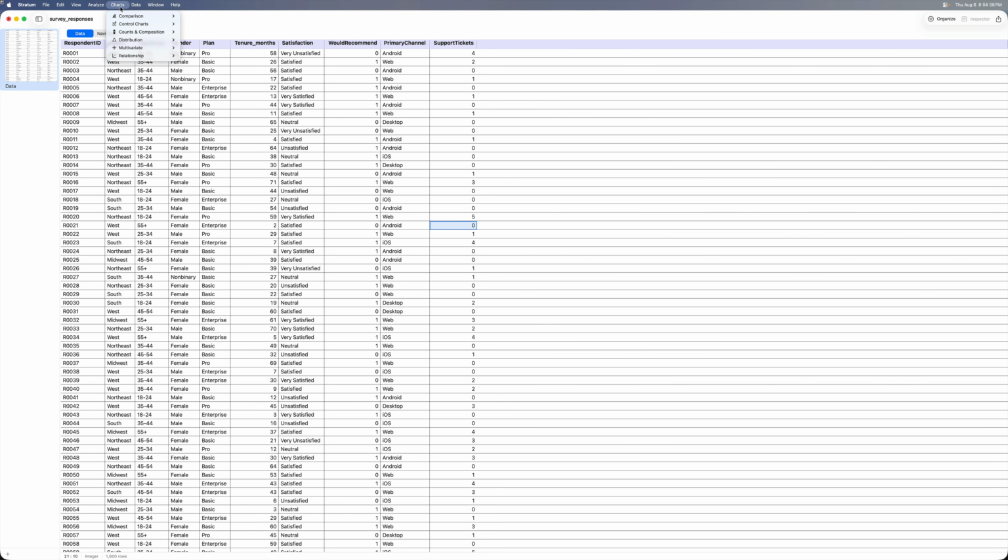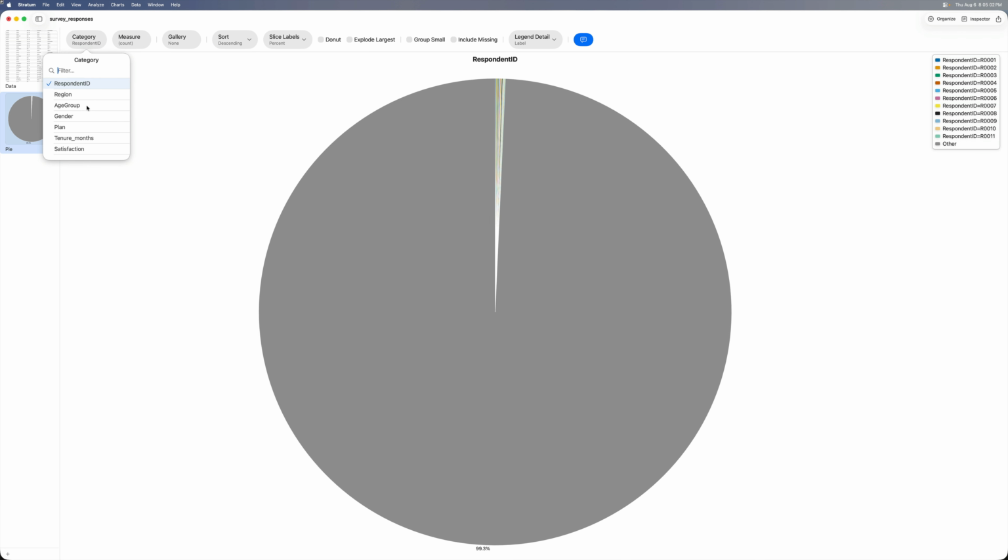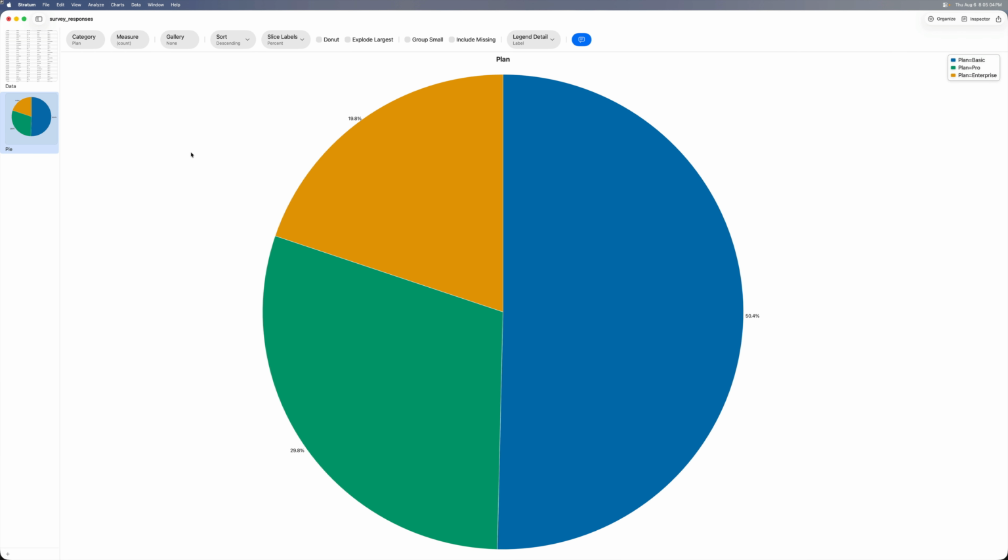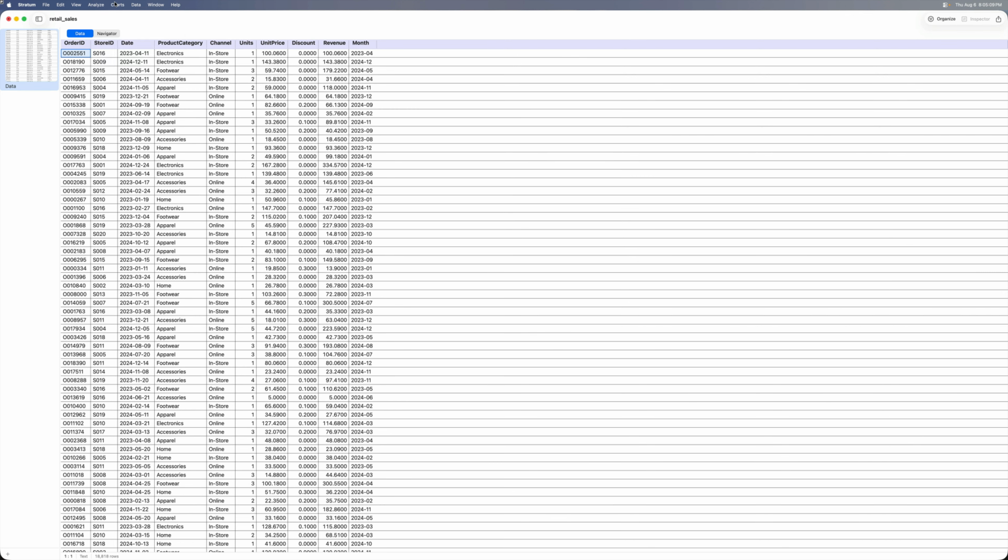A pie chart slices a circle in proportion to each plan's count, but use pies sparingly. The eye is bad at judging angles, so they only work with a few clearly different slices. When that breaks down, switch to bars.